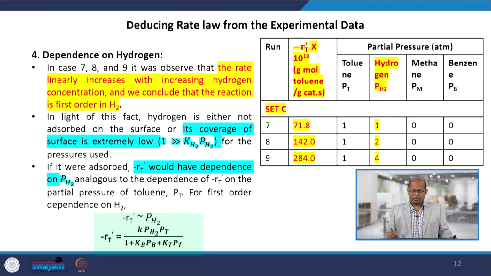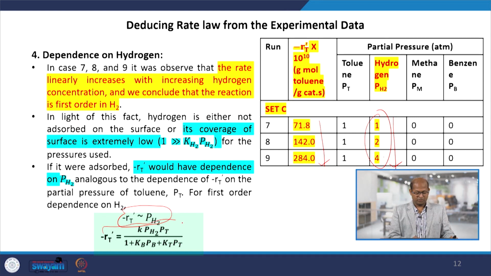Okay. And now the dependency on hydrogen. This is the rate law that we have to deduce. Here you can see the hydrogen concentration increases linearly, 1, 2 and 4, and the rate also increases linearly. So, here also we can see that the rate is directly proportional to the partial pressure of hydrogen.